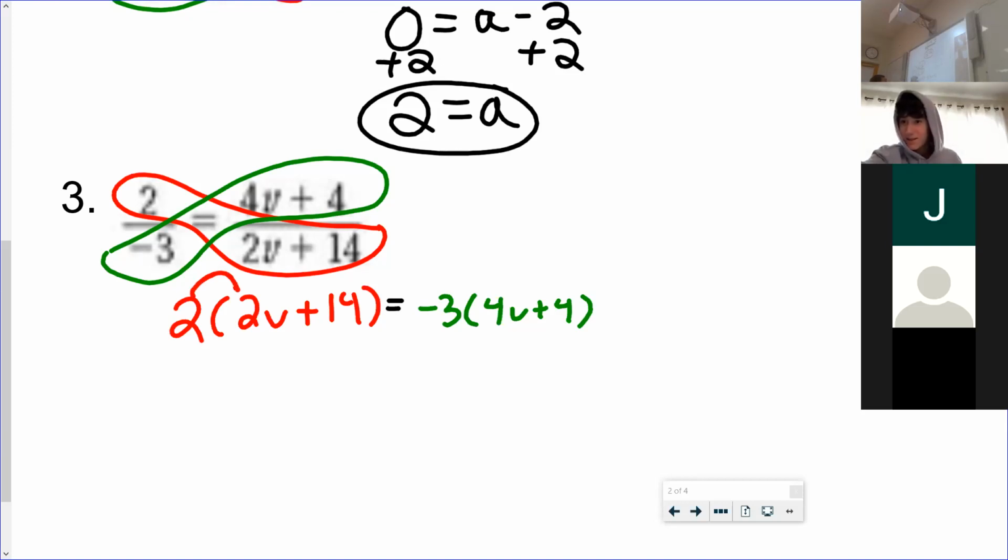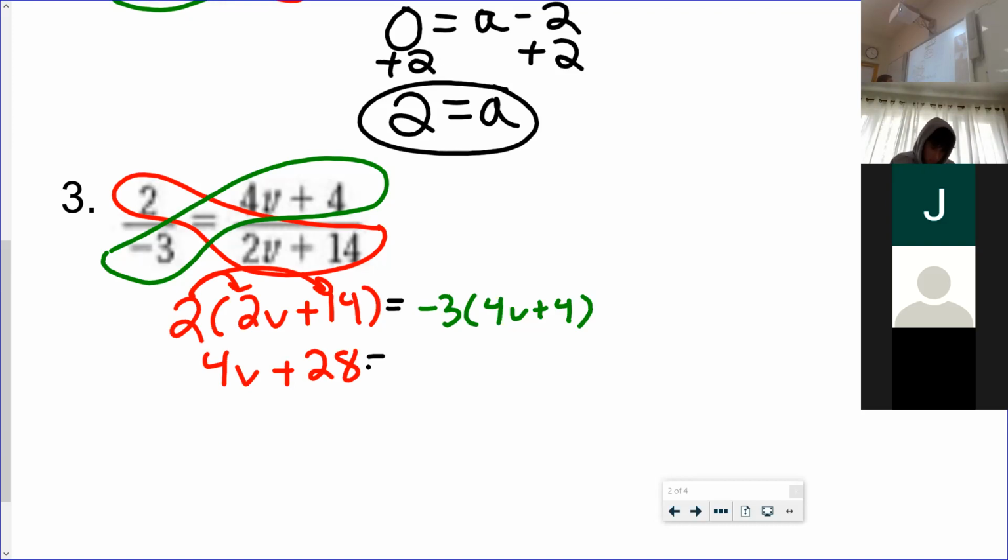So I'm gonna distribute this over here. I'm distributing 2, so it's 4v plus 28. Can't forget that. What I'm gonna imagine most errors occur is right here. You're distributing a -3, so you should get -12v minus 12.